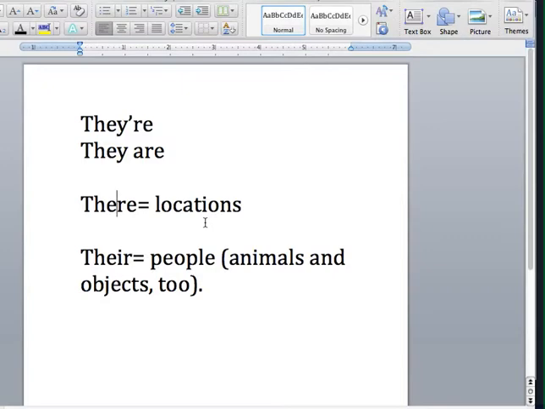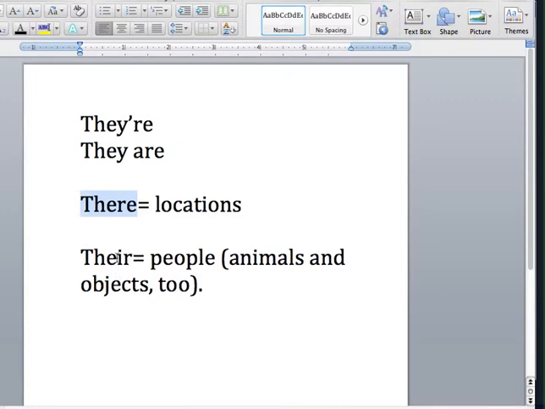Second, there, T-H-E-R-E, deals with locations. Here's another thing to help you remember. Here is also in the word. So we have here and there in one word. That here and there will help you remember that it is a location. It will help you remember this one is location. Remember, if it's here and there, and you can use that in a sentence, use locations.